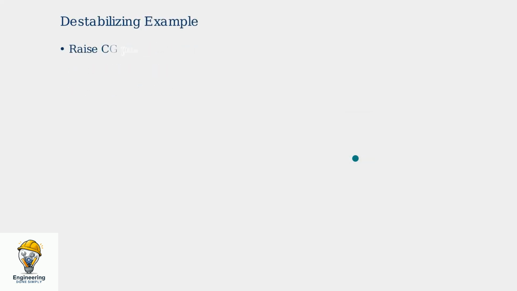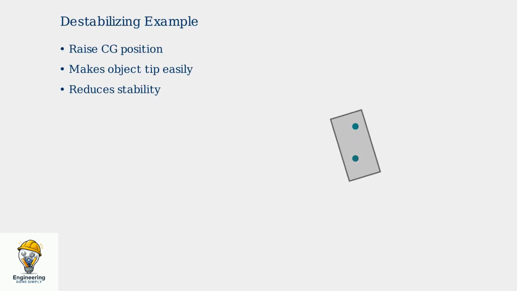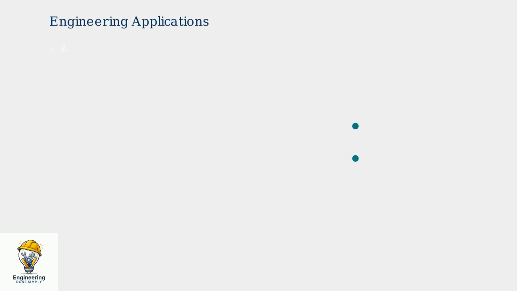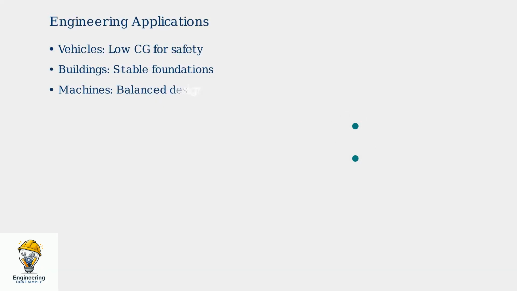Conversely, raising the center of gravity destabilizes an object, making it more prone to tipping. This is why tall structures without proper stabilization can fall over, or why vehicles become unstable when loads are placed high up. In engineering, center of gravity principles are applied to design stable structures. Vehicles are built with low centers of gravity for safety, buildings use stable foundations to keep CG within support, and machines are balanced to prevent tipping during operation.